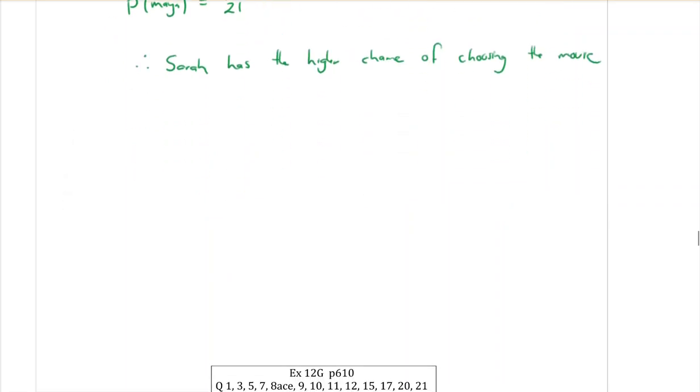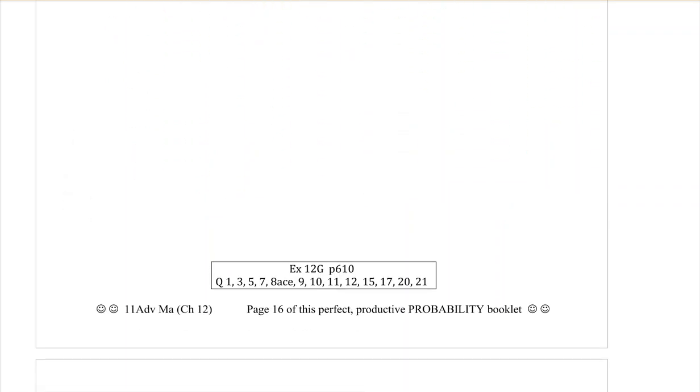Okay, so that's it for the examples on conditional probability. You need to work on exercise 12G.